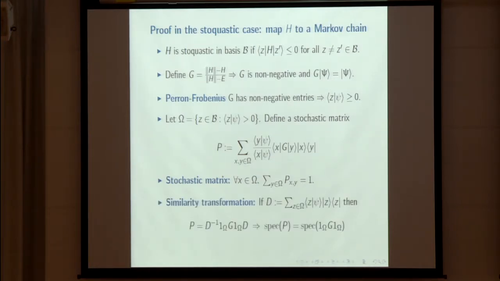So one way to compactly state what is going on here is that we've applied a similarity transformation to the Hamiltonian. So you can write this Markov chain P as a similarity transformation of a projected version of the non-negative matrix that was related to our stochastic Hamiltonian. And again, this ratio here of ground state amplitudes is something that you can't compute. So you can't actually run this Markov chain.